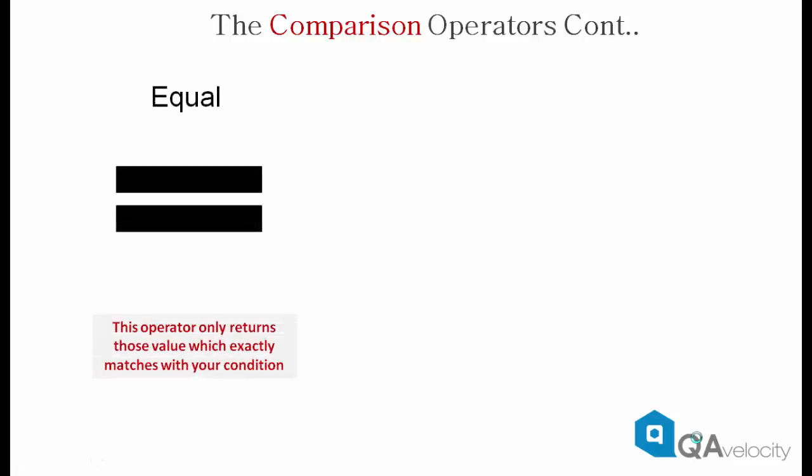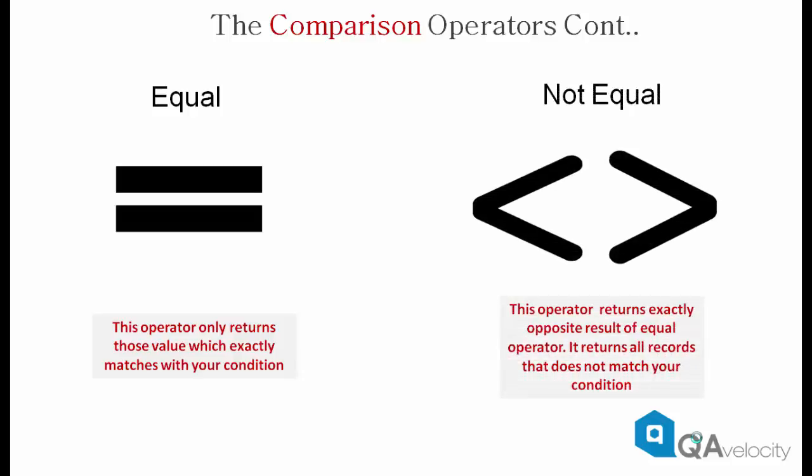So the first operator is equal. This operator only returns those values which exactly match your condition. Not equal. This operator returns exactly the opposite result of equal. It returns all the records that do not match your condition.